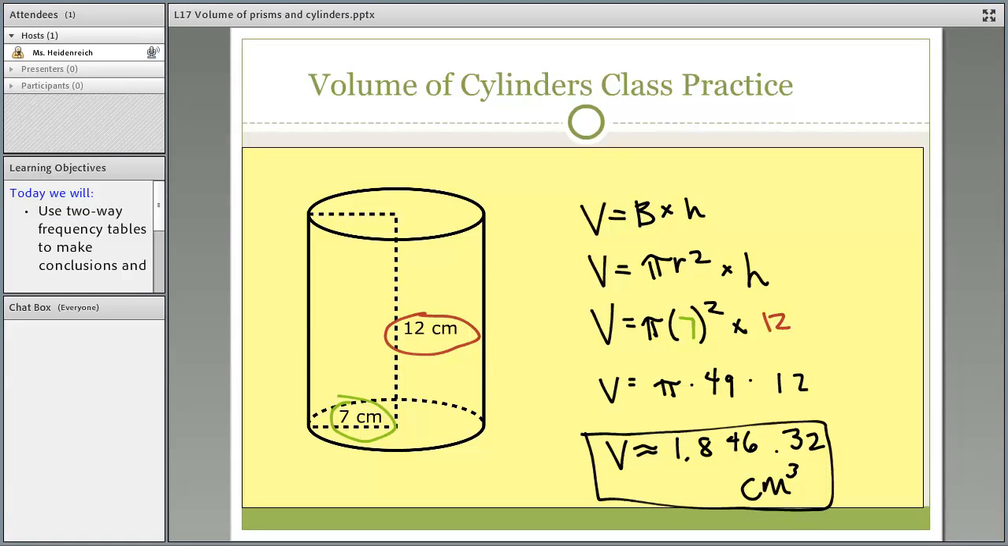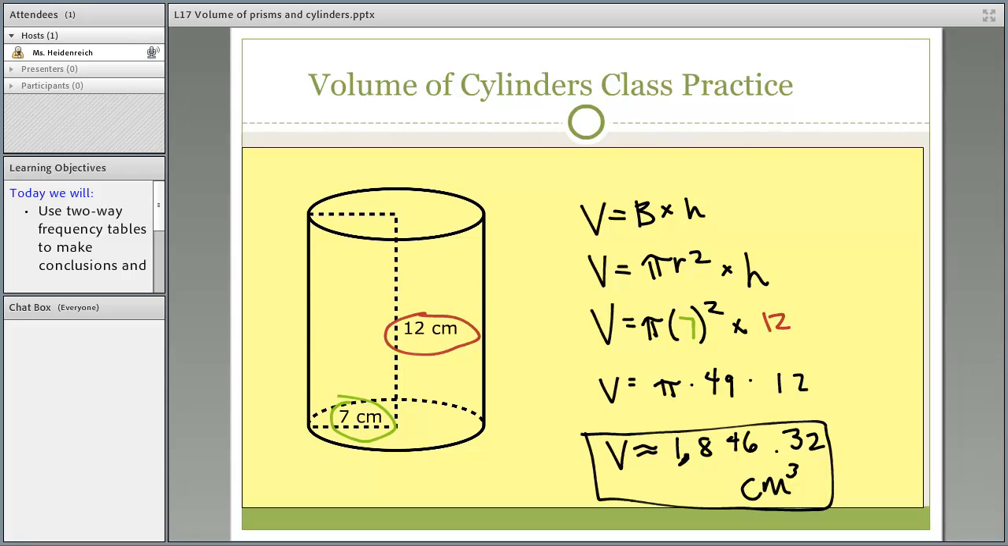Okay, now I'm hoping you wrote your work down so that you can check your work here. You found the area of the base, which was a circle, so you had to do pi r squared. 7 squared is 49, and then you multiply that by pi. And then at the end, we're going to multiply it by 12, which is the height of this cylinder. So we end up with 1,846.32 approximately, because pi was an approximation. And our units are centimeters cubed.